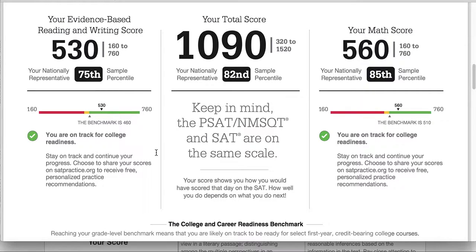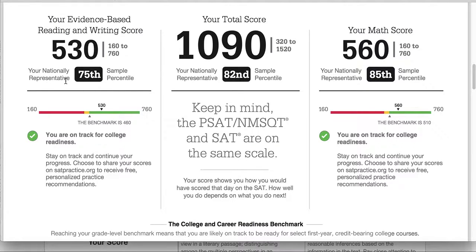When you're looking at the score section of the score report, you should note not only what your score is, like for this student it is 530 in the evidence-based reading and writing section, you should also note where that falls out of the scale. The scale you can find just to the right. The scale for this individual section is 160 to 760. If this student were to get 760, the student would have got basically a perfect score for the evidence-based reading and writing section. With a 530, it placed this student at 75th percentile.